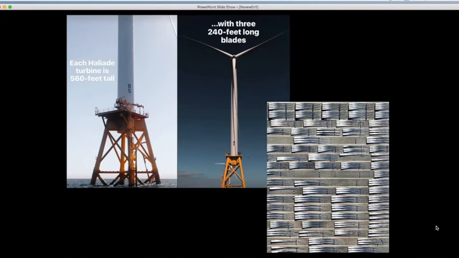Bigger is better here. The longer you can make the blades, the more efficient the power generation is. Okay, so General Electric is building these massive, gigantic offshore wind turbines, 240-foot blades.